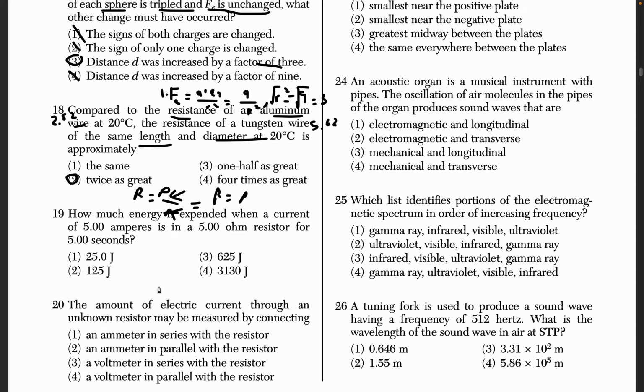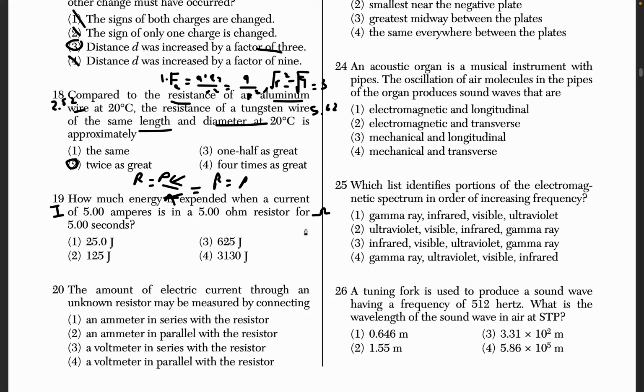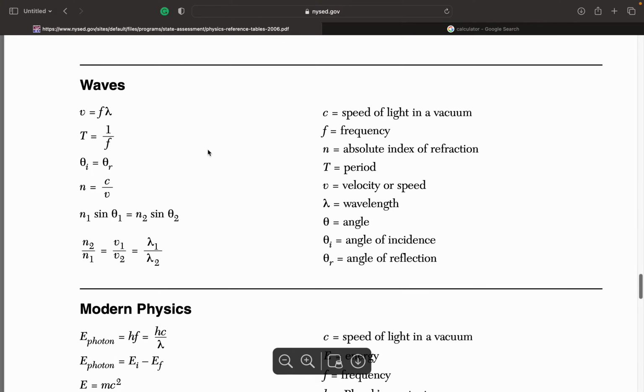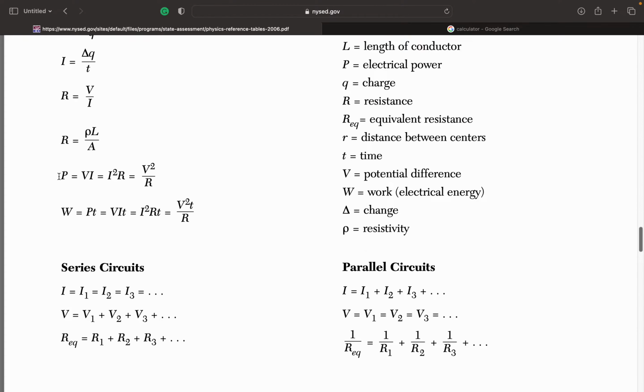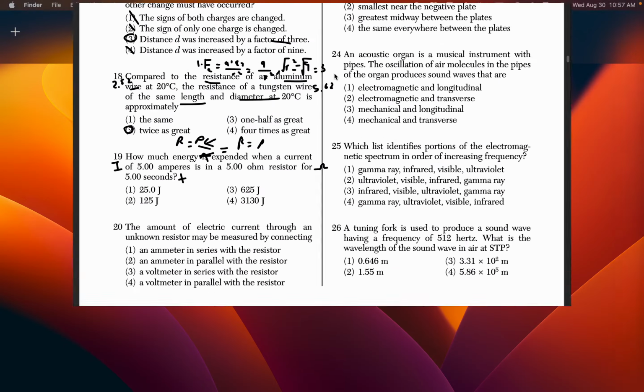So yeah. How much energy is expended when a current of 5? Okay, so let's label this. We have a current of 5, a resistance of 5 ohms, and a time of 5 seconds. Okay, so we have to use again one of the electricity formulas. Work equals current squared times resistance times time. We have those variables: the current, the resistance, and the time. And we're looking for the energy expended, which means the work, right?